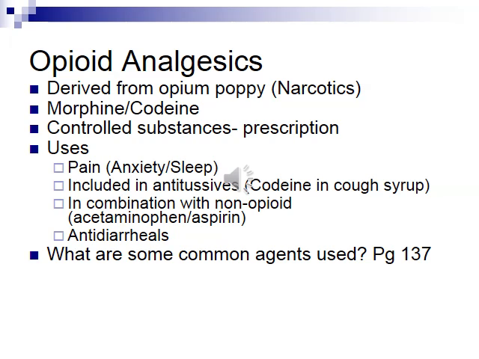On page 137 in your textbook, it lists some of the more common opioid analgesics, along with their time to onset and their duration of action. So make sure that you note that in your textbook and take a look at that.